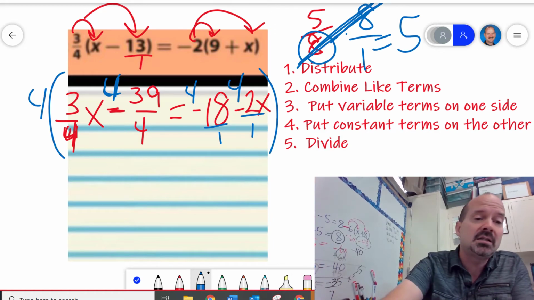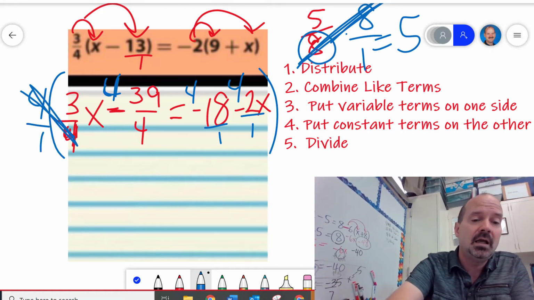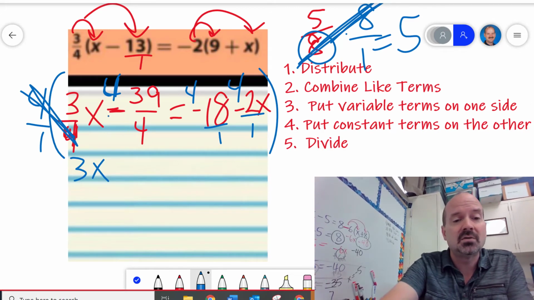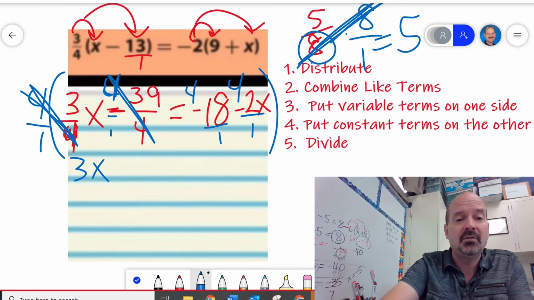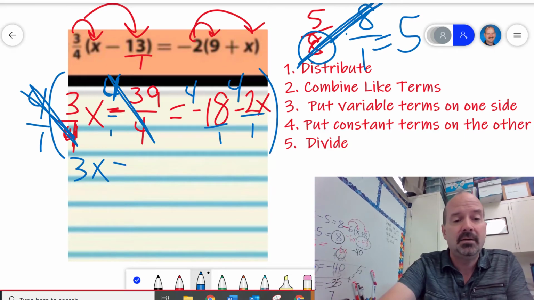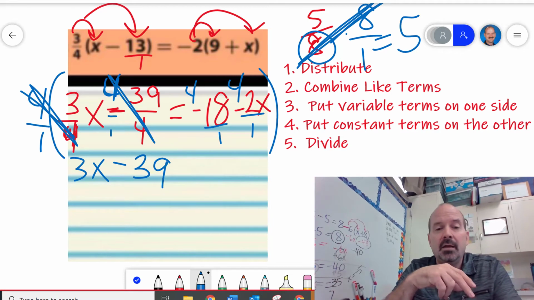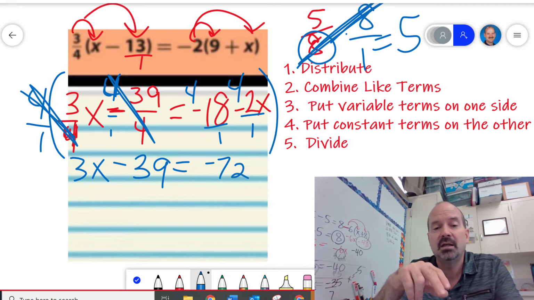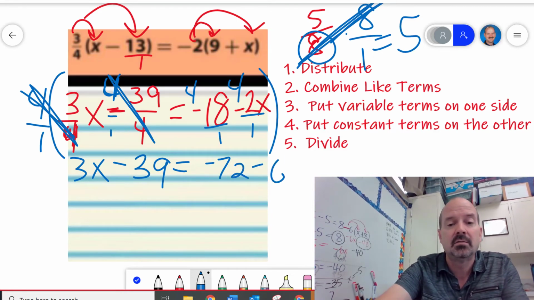Watch. These cross cancel like this, and I'm left with 3x. And then these ones also cross cancel, those 4s, and I'm left with negative 39. And then on the other side, 4 times negative 18 is negative 72. And then 4 times negative 2x is negative 8x.